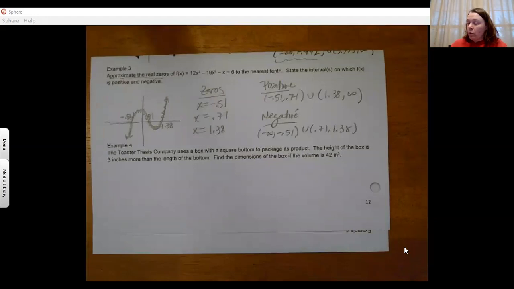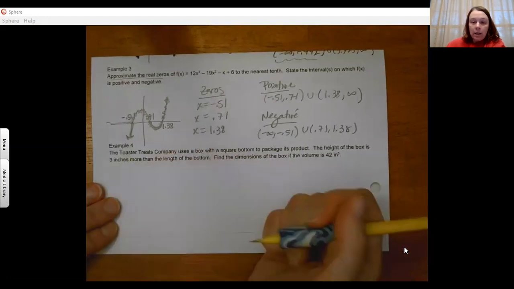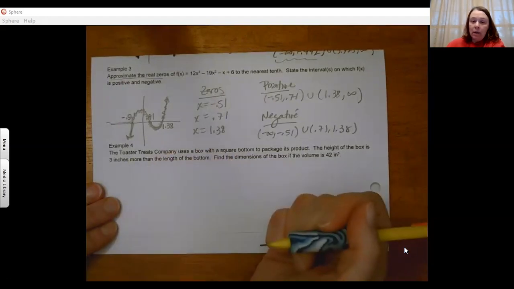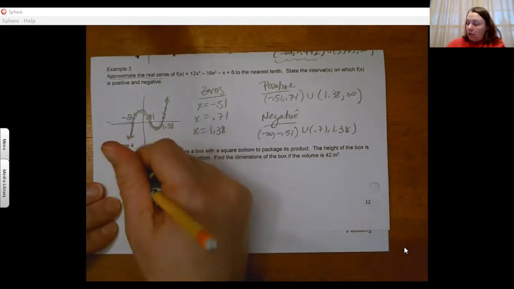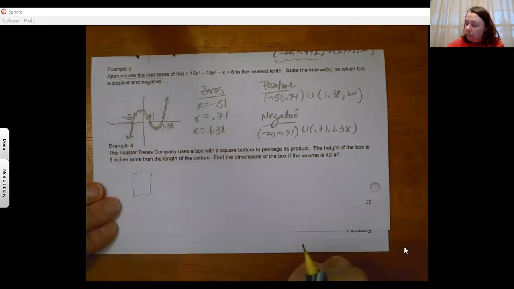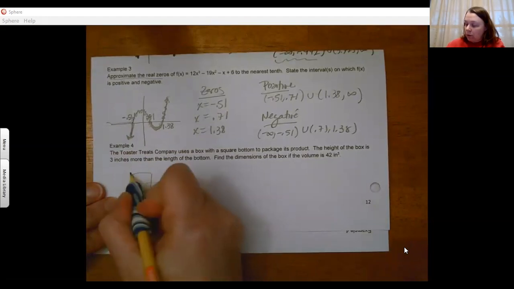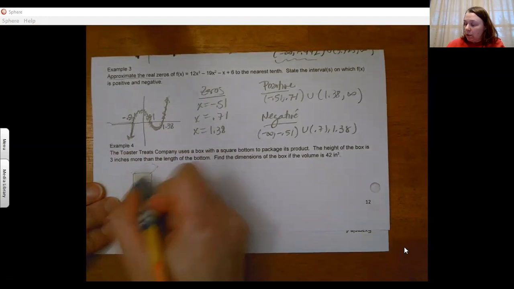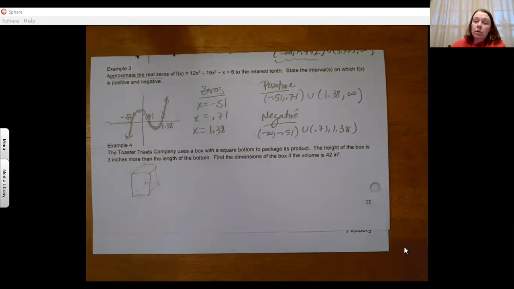All right, last one. The Toaster Treat Company uses a box with square bottom to package its product. I'm guessing this is something like a Pop-Tart. The height of the box is 3 inches more than the length of the bottom. Find the dimensions of the box if the volume is 42 cubic inches. So maybe take a second and sketch this. You just know I have a square bottom. So something like this. It's not too bad. But it's a square bottom. I know the height is 3 inches more than the bottom.